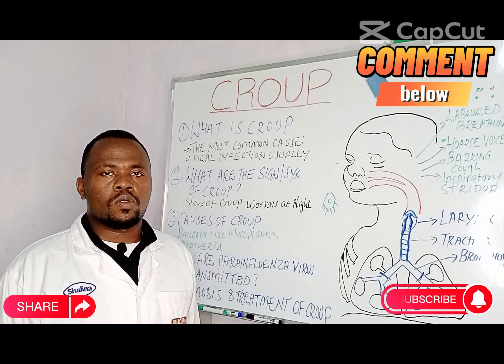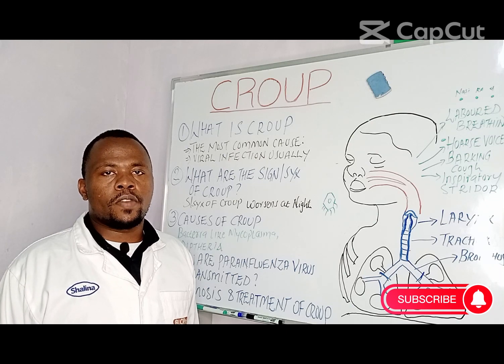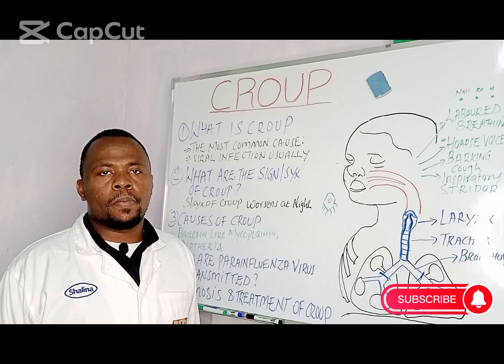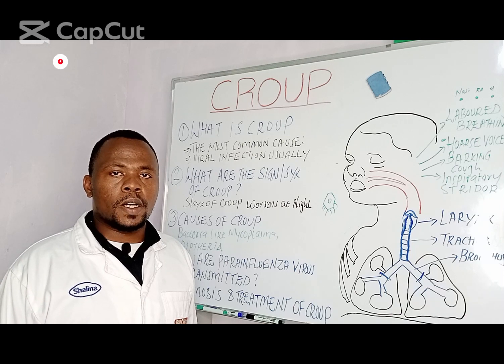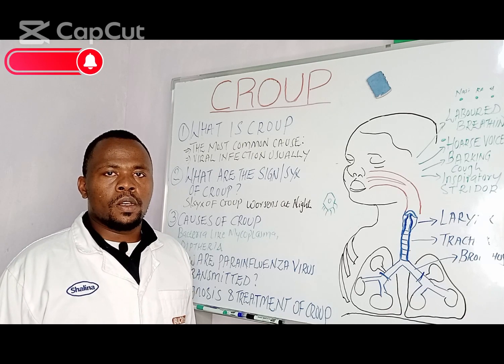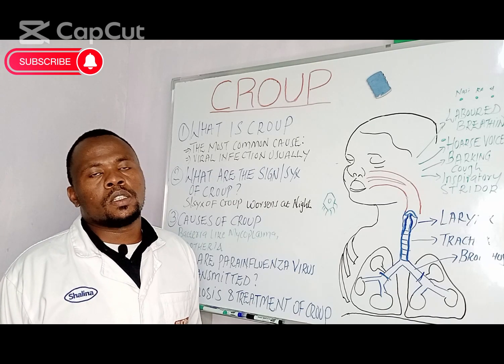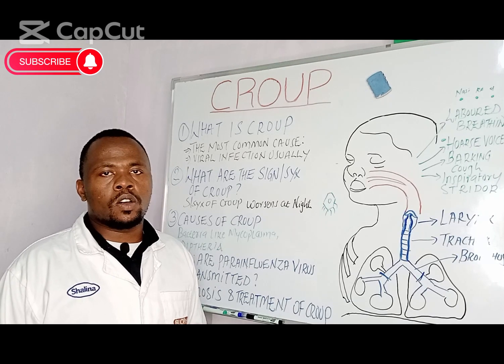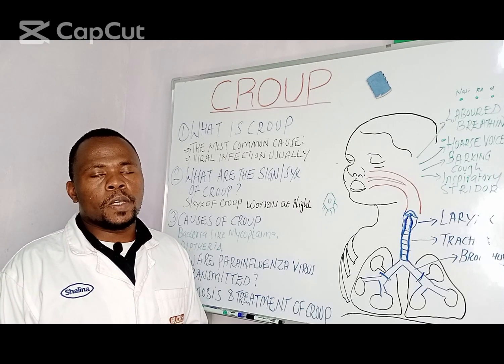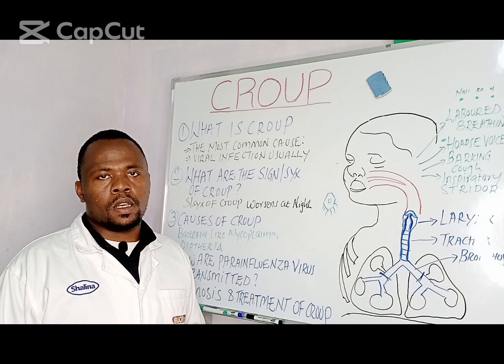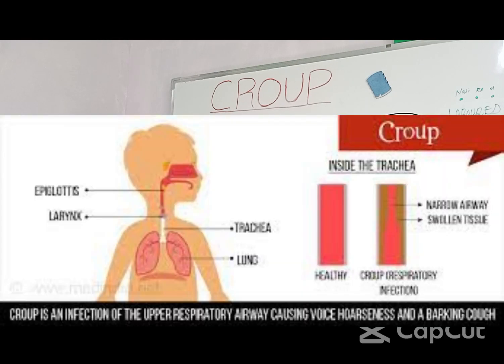What is croup? Croup is an infection of the respiratory tract, primarily affecting children between 6 months to 3 years. Croup is also called laryngotracheitis, and it is also called laryngotracheobronchitis. This means that croup affects the larynx, that is the voice box of the baby, the trachea, that is also the windpipe, and also in severe cases it might affect the bronchus.